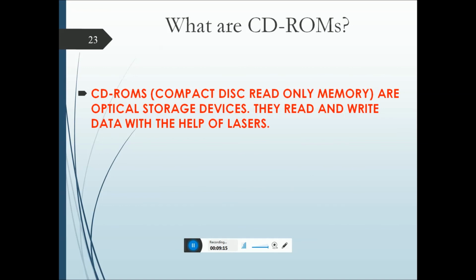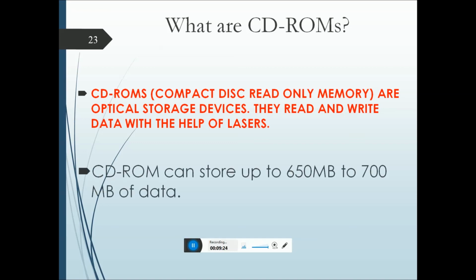What is a CD-ROM? A CD, compact disk read-only memory, is an optical storage device. It reads and writes data with the help of a laser. A CD-ROM can store 650 MB to 700 MB of data.